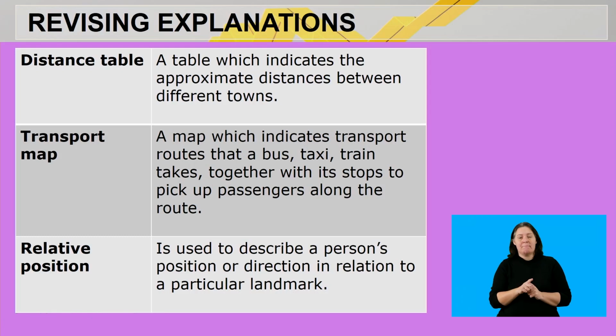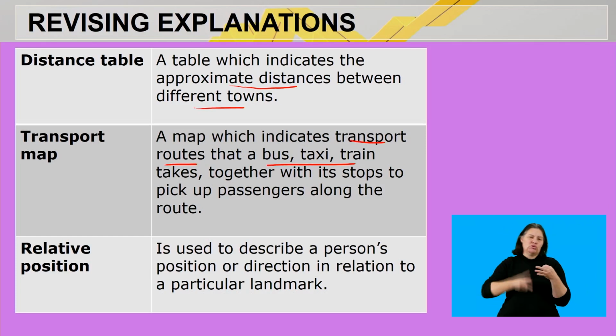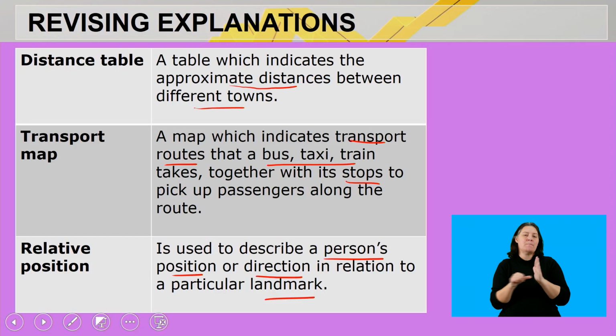Also important is a distance table. It's a table which indicates the approximate distances between different towns. Then a transport map is a map which indicates transport routes that a bus, a taxi, or a train takes, together with its stops to pick up or drop off passengers along the route. Then relative position is used to describe a person's position or direction in relation to a particular landmark. So those are the important terminology that will be used as we move along.